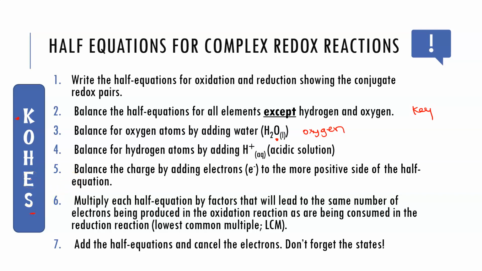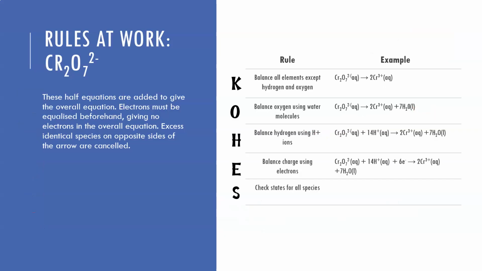Let's have a look at a couple of these examples to get you started so you can see what the process is. These rules become quite easy to remember if we just follow them in order and apply them every time. As you can see here, we've been given the dichromate, which is a strong oxidizing agent. You should remember that dichromate is always reduced to Cr3+. So in this case, we've got Cr2O7 2- going to 2 lots of chromium ions plus 3. This is our conjugate redox pair.